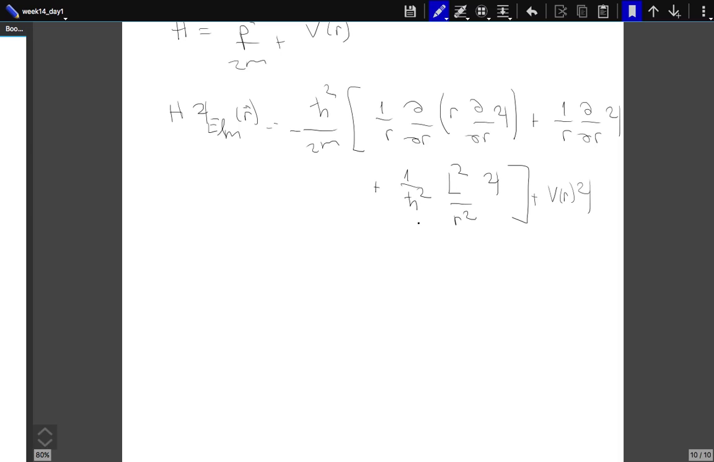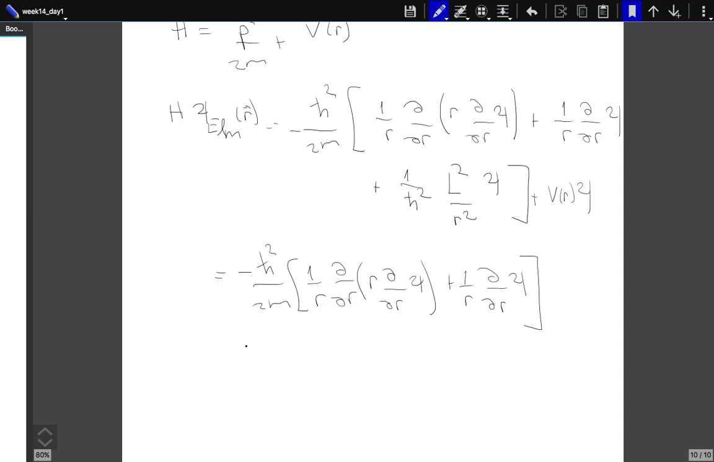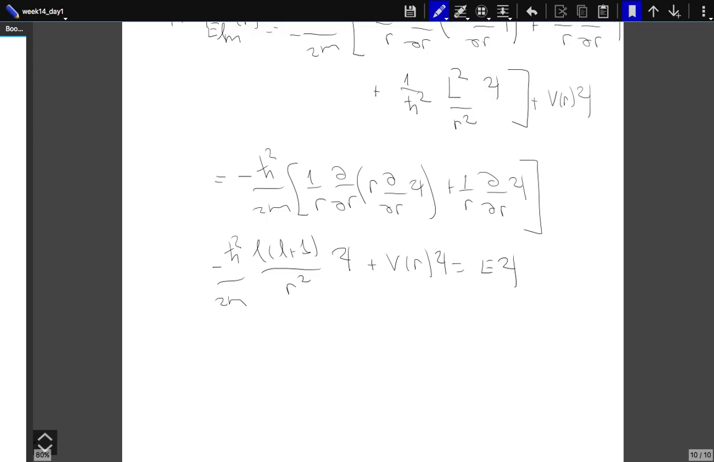Well, on this state, I know the action of L squared. So this is equal to minus ħ squared over 2m, one over r d over dr d over dr of psi, plus one over r d over dr of psi, plus L(L plus 1) over r squared psi. There is this additional minus ħ squared over 2m. Plus V of r psi, this should be equal to E psi. This is my eigenvalue equation, only in the radial coordinate.